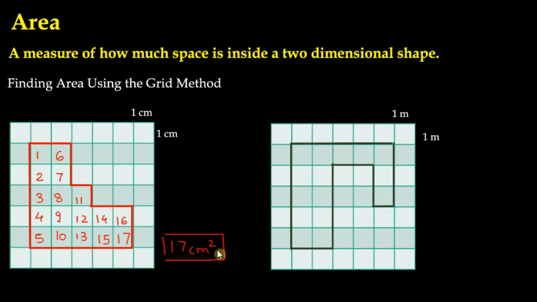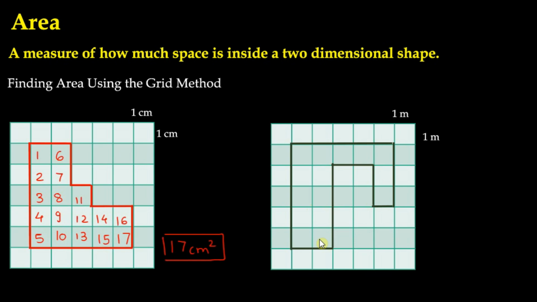Let's take one more shape on the grid. Here each small square on the grid has a side of 1 meter. That means each small square is 1 square meter. So once again, to find the area of this shape, we will count the number of small squares inside this shape. You can pause this video and find the area of this shape by counting the number of small squares inside this shape.